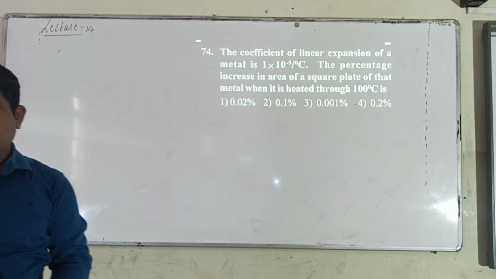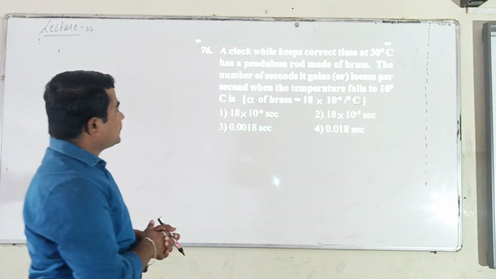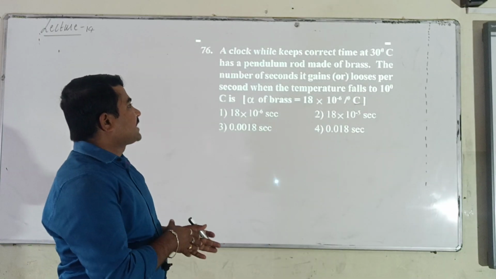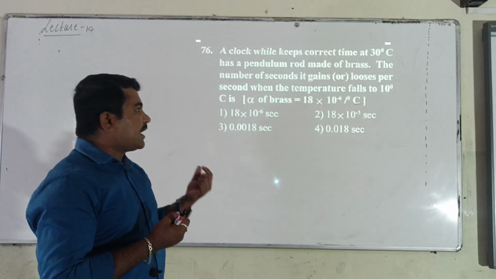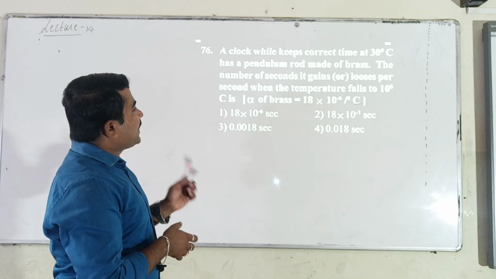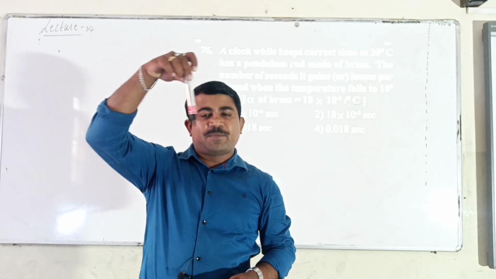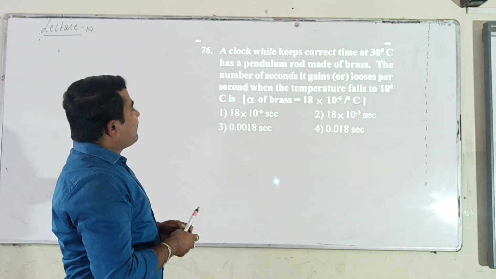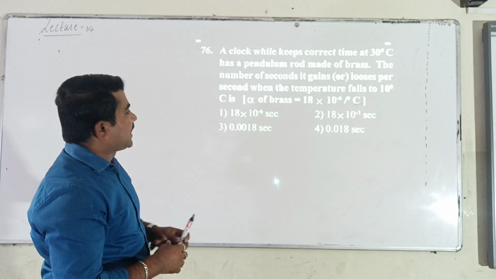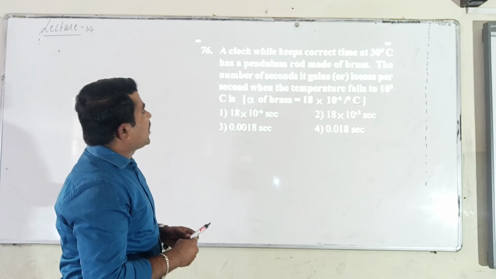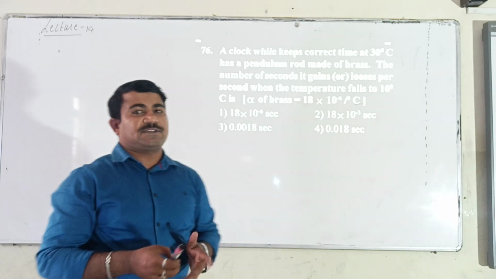Shall I move to the next numerical? A clock keeps correct time at 30 degrees Celsius. That is, it reads the correct time at 30 degrees Celsius. It has a pendulum rod made of brass. Find the number of seconds lost or gained per second when the temperature falls to 10 degrees Celsius.